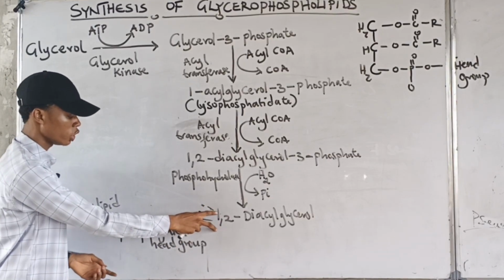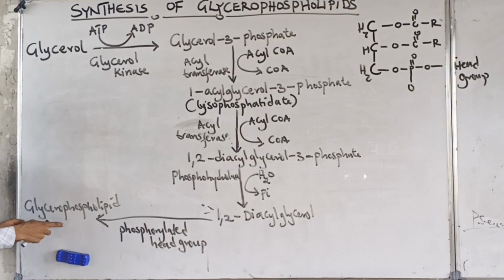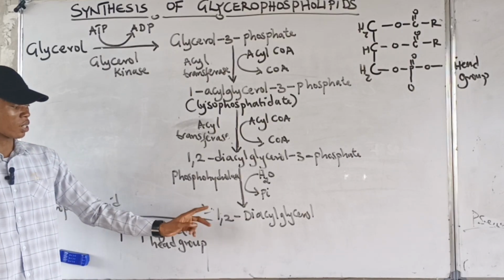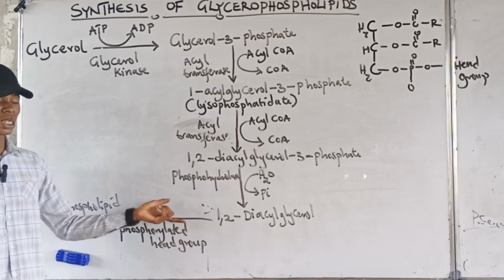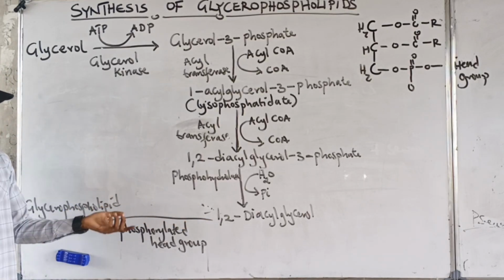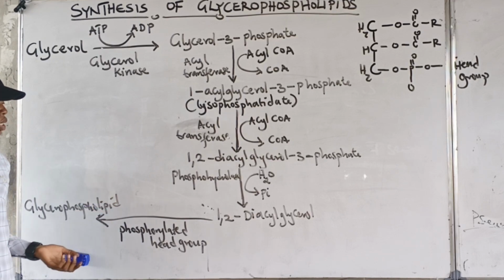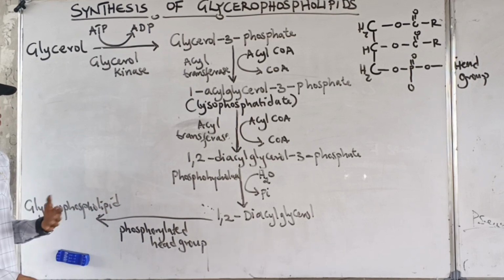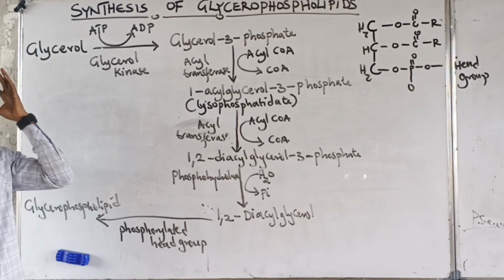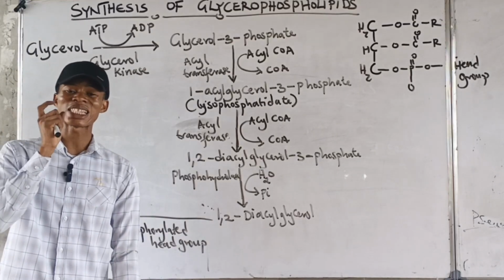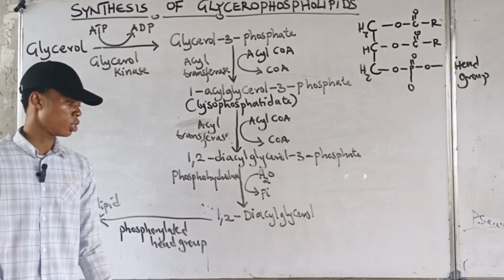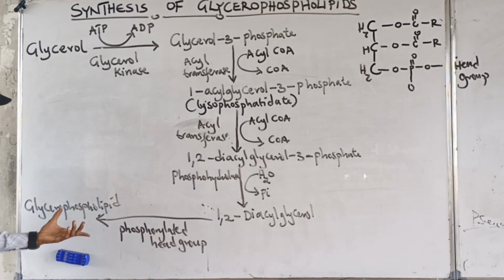So if you attach phosphocholine here, what you'll be getting as your glycerophospholipid is phosphatidylcholine. If you attach phosphoserine here, what you'll be having is phosphatidylserine. If you attach phosphoethanolamine, what you'll be having is phosphatidylethanolamine. And it goes on like that. So in exam condition, if you are asked to synthesize a specific glycerophospholipid, please don't just make it general this way. Use a specific head group.